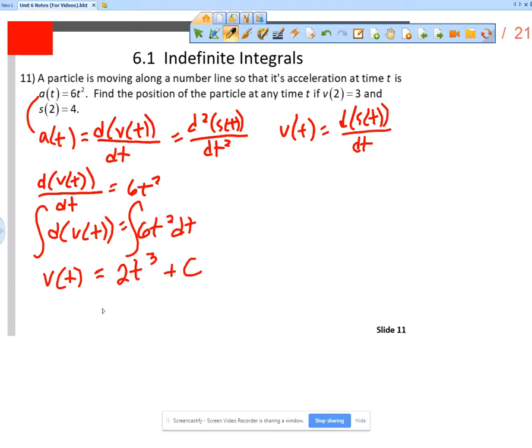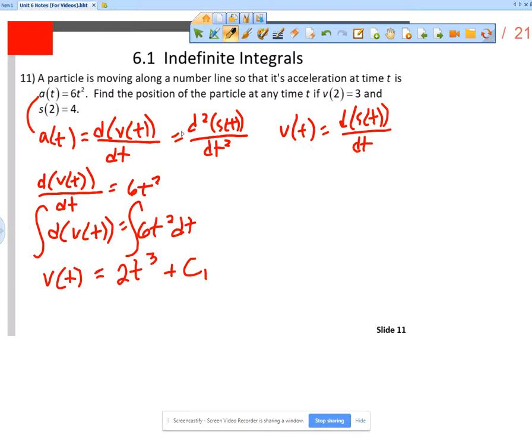Now I already said that I'm going to solve this differential equation for v, and then I'm going to solve that differential equation for s. So that means I'm going to end up integrating twice, so I'm going to have multiple c's. I do want to distinguish them, so I'm going to call this one c sub 1.